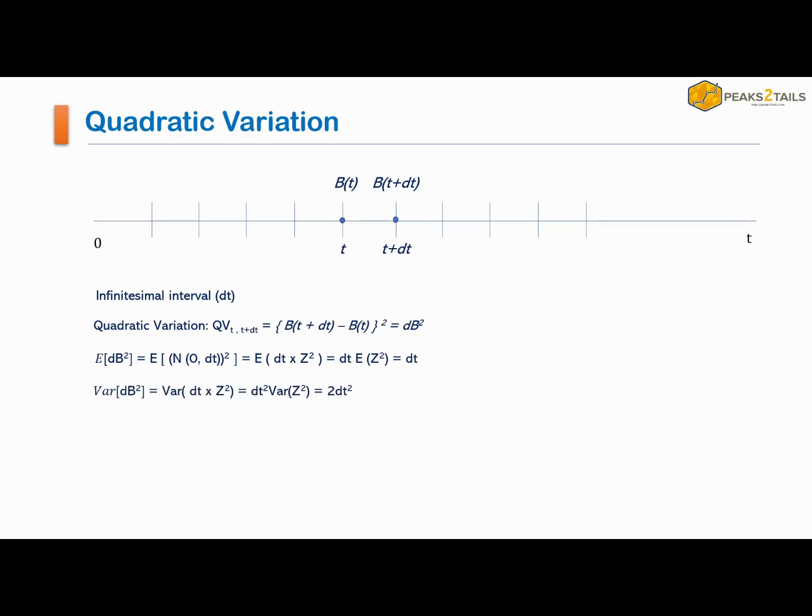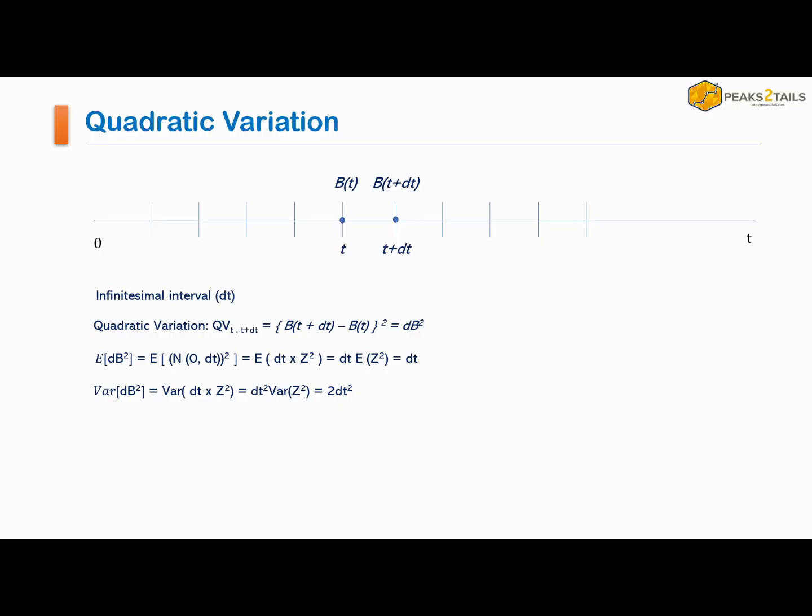Let's look at the variance. The variance of dB square is variance of dt times z square. dt comes out as dt square. Then we are left with variance of z square. Now variance of z square is 2, because if z is standard normal, then z square is chi-square distribution, and since we have only one standard normal, it will have a chi-square distribution with degree of freedom 1, and the variance of a chi-square distributed variable with degree of freedom 1 is 2. So we have 2 dt square.